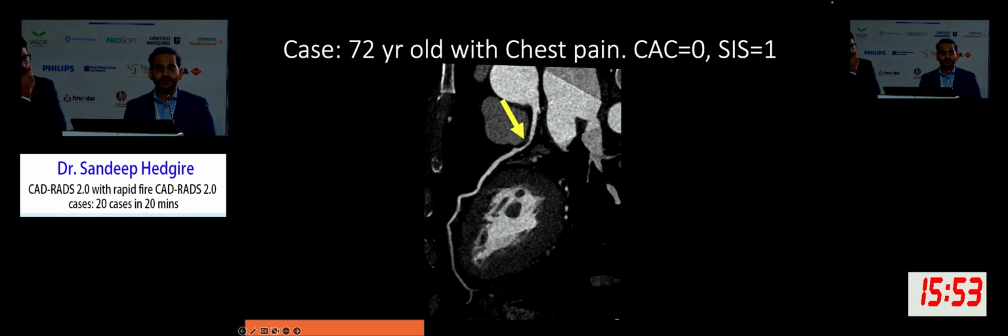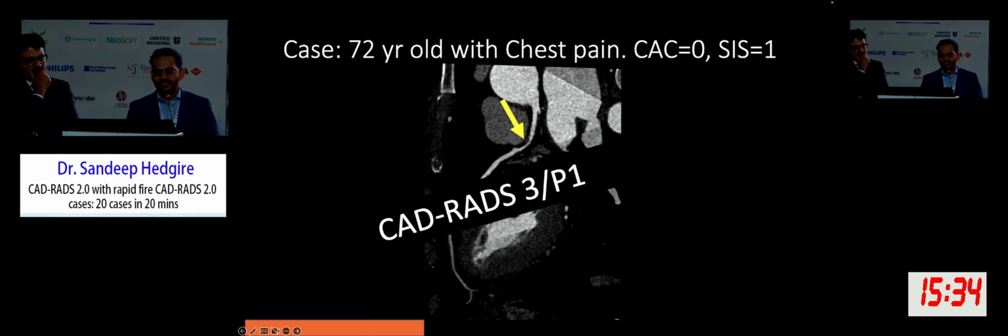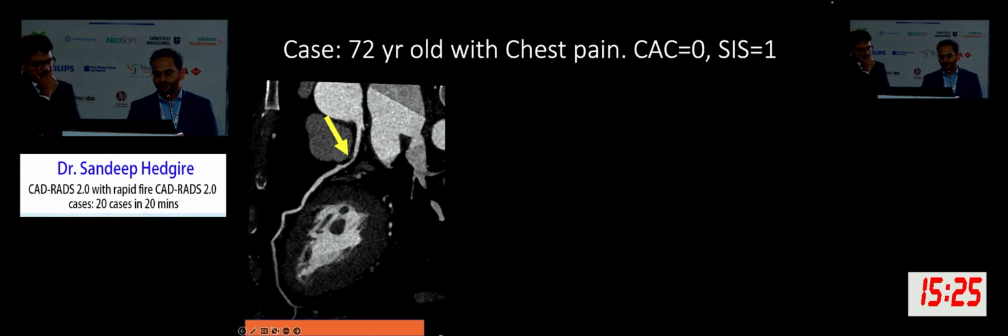Next one, 72-year-old with chest pain, calcium score is 0, but there is segmental involvement score of 1. Raise your hand if you think this is CAD RADS 4A. Raise your hand if you think this is moderate, CAD RADS 3. Okay, most people are voting for CAD RADS 3, which is exactly right, and because there is segmental involvement score of 1, we have to go with CAD RADS 3 P1 for this case.